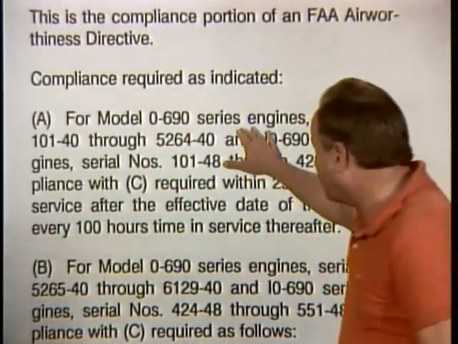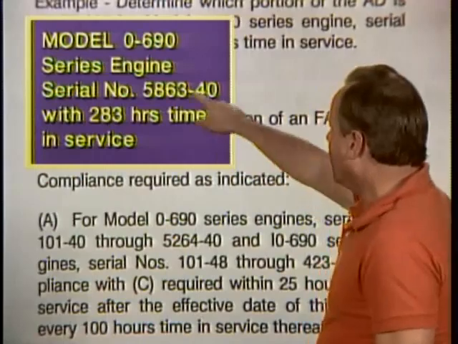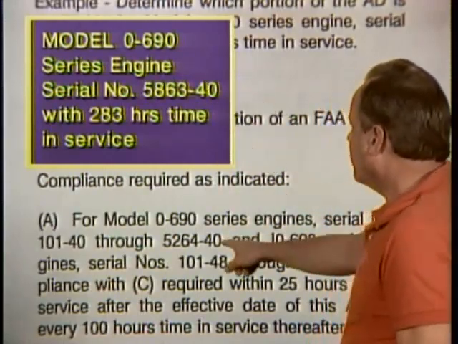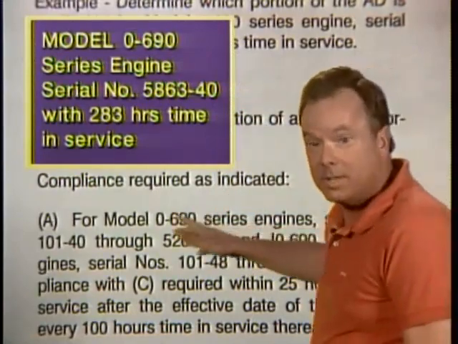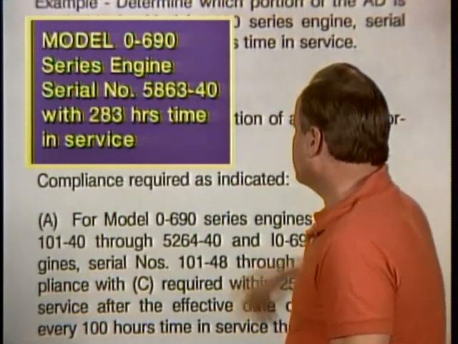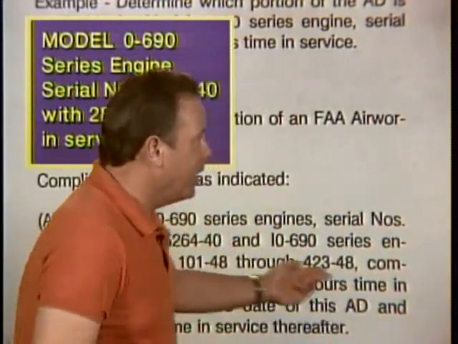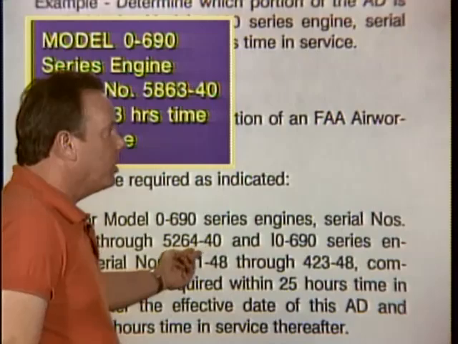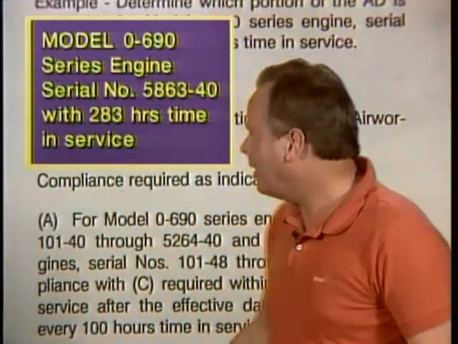Now let's move this back down and take a look at the bottom and move the engine back in here, and let's see if we comply with this particular engine. First of all, it's an 0690. Well, here we are, 0690 series engine, so we may have to comply with it right there. You might see that. But we've got a serial number 5863-40. Well, the serial number for this 0690 engine down here was 5264-40, and it started out, let's take a look at where it started, at 101-40.